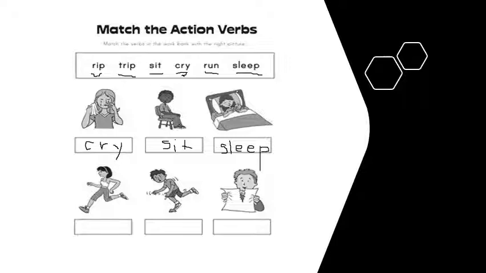Okay, now these three you have to do by yourself. What is this girl doing? What is this boy? And now, yes, do it by yourself. Good. Finished. Now I'll show you the answer. The girl is running. Run. So we'll write here R-U-N. And he tripped. The boy tripped.